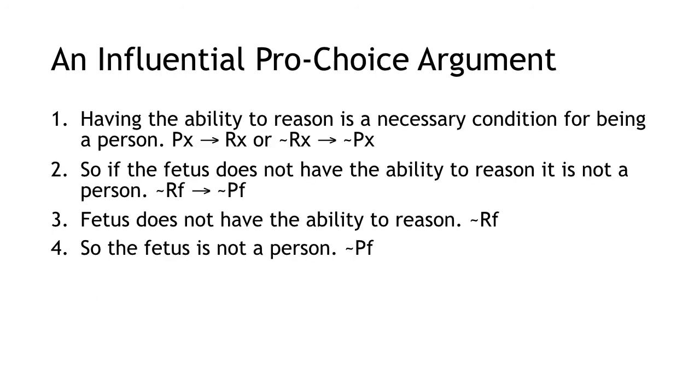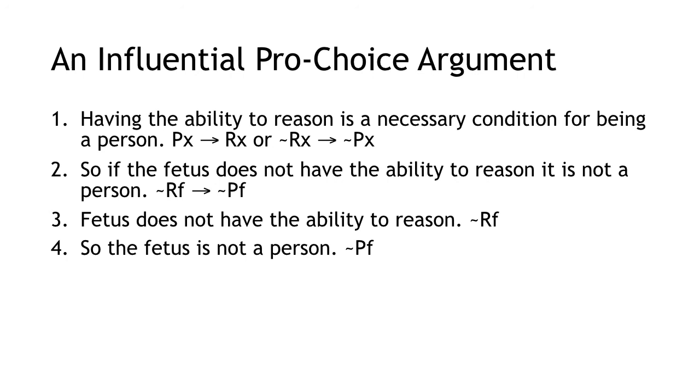On the other hand, an influential pro-choice argument works like this. This is actually a little more complicated than I have it here. We'll break it down more next week just to make the logic clearer. It says having the ability to reason is a necessary condition for being a person. The argument's actually a little more fine-grained. It breaks down what the ability to reason consists in. We'll just stay with the ability to reason for now.